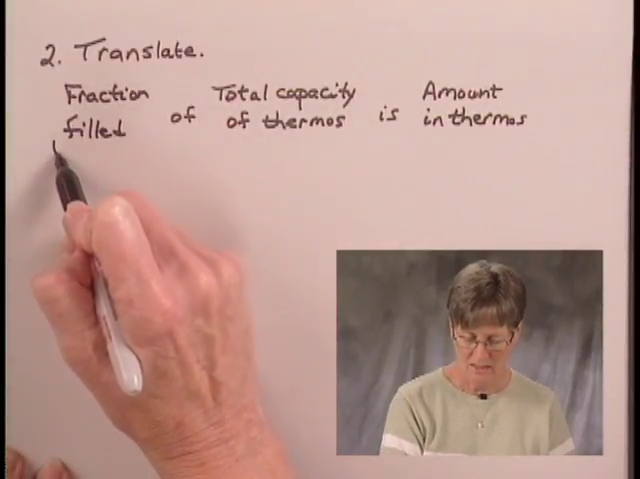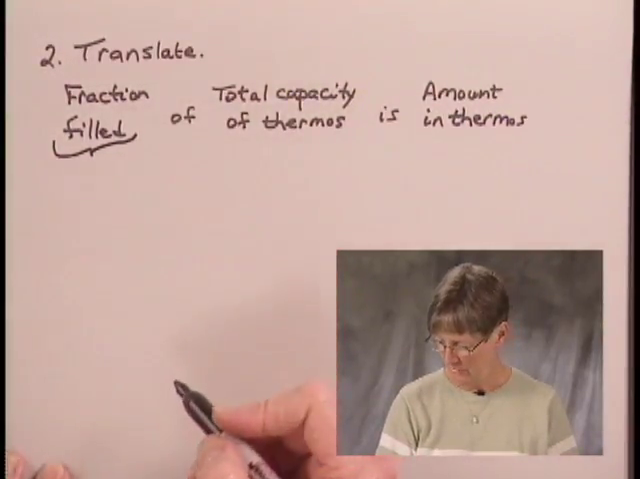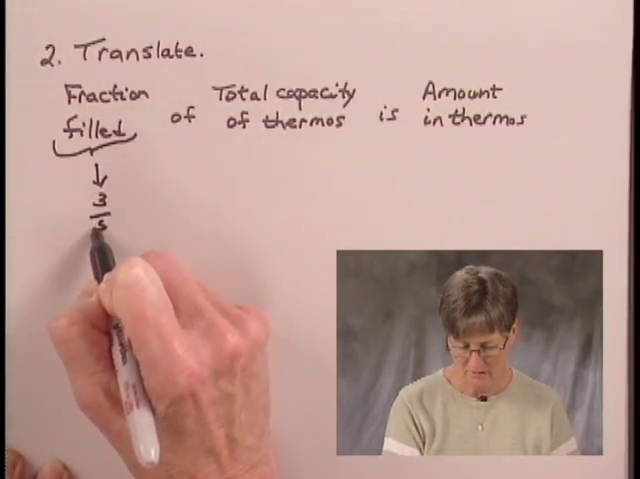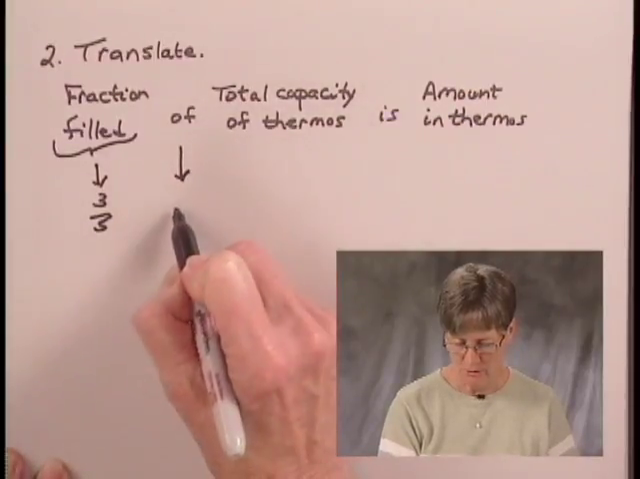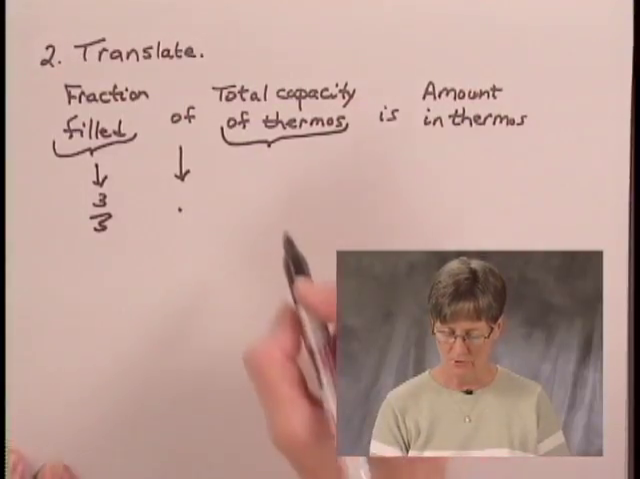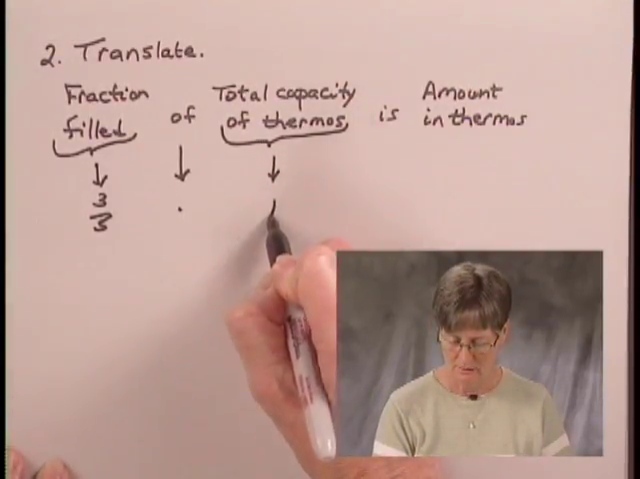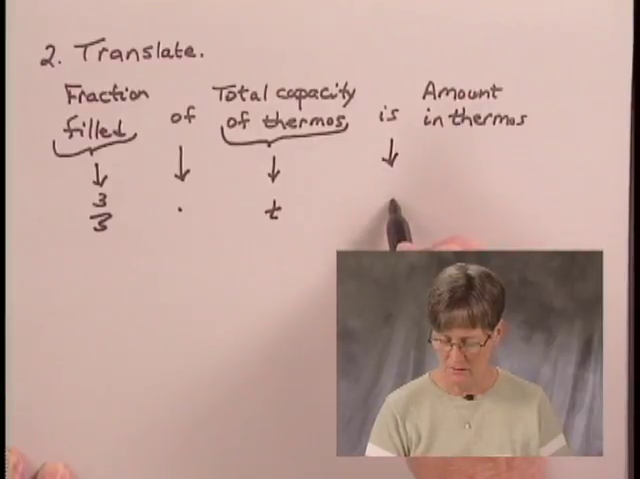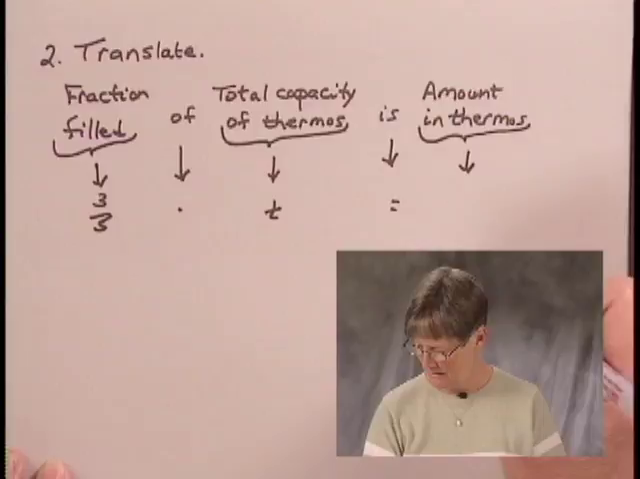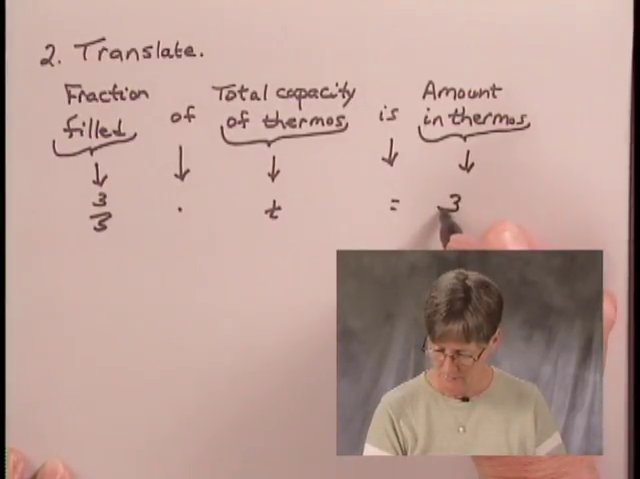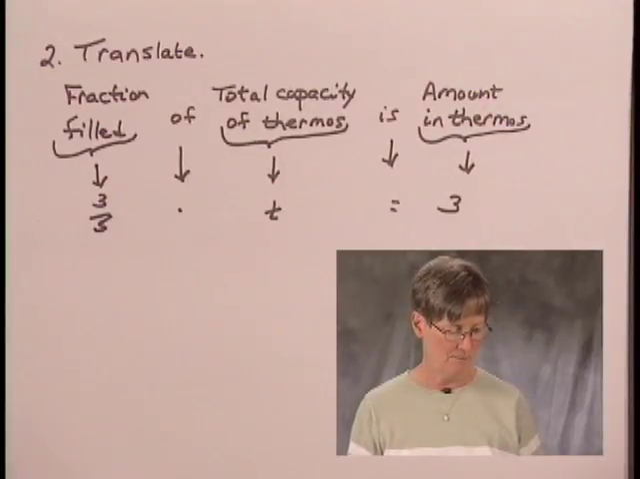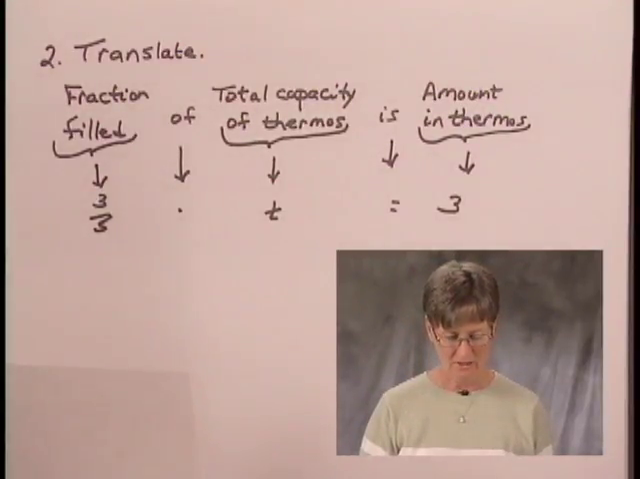And now let's fill in the math. We know that this thermos is 3/5 full, so that translates to the fraction filled is 3/5. Of translates to multiplication. The total capacity of the thermos is what we're trying to find. That's T. Is translates to equals. And the amount in the thermos we know is 3 quarts. So we have a translation, 3/5 times T is equal to 3. And we will solve this equation.